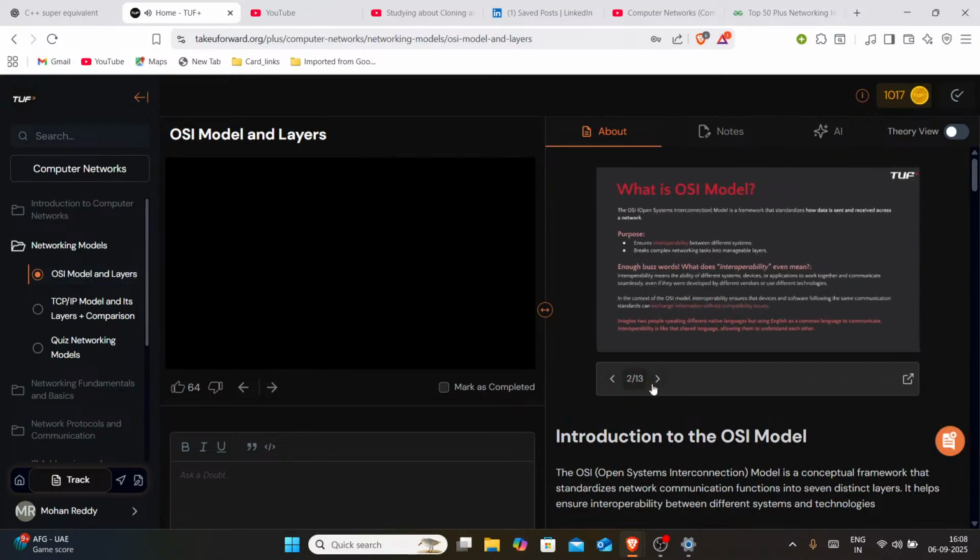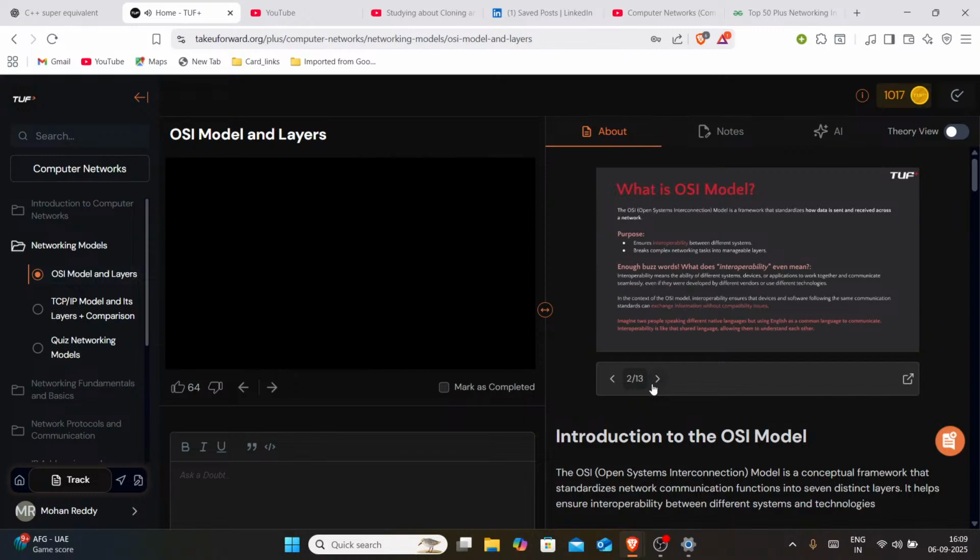Imagine two people speaking different native languages, and English is a common language. In the previous lecture I already took this example: suppose there are two different people, one speaks Hindi and the other speaks Tamil. Tamil people don't know how to speak Hindi and don't understand it, and the same issue exists for Hindi people. So in that case, they both will try to communicate in English, which is understandable to both. English is nothing but the protocol which, if both follow, they will be able to communicate properly. So that was all about the OSI model.